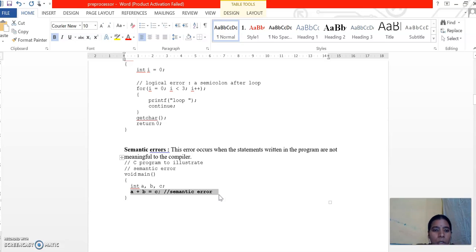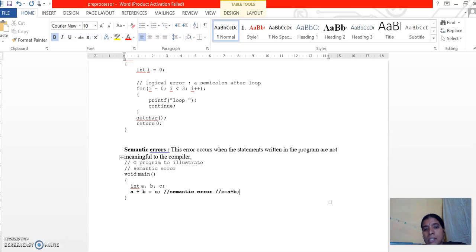Semantics is meaning. When I generally see this statement, we all feel it as A and B are added and stored in C. But for C, this is the opposite. In C, the right way of writing it is C is equal to A plus B. This makes sense in C language as a program instruction, not A plus B is equal to C.